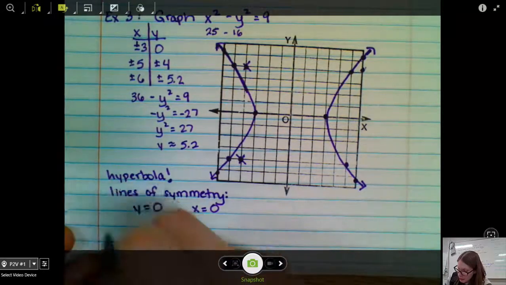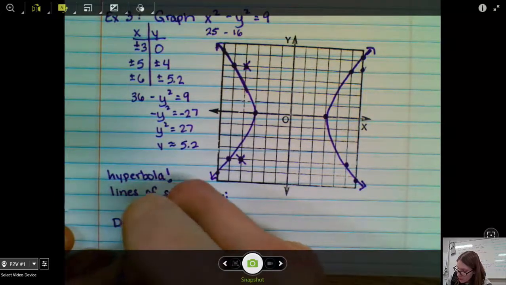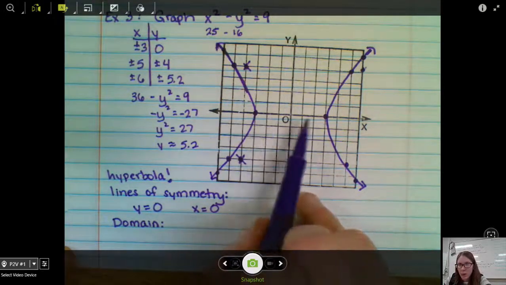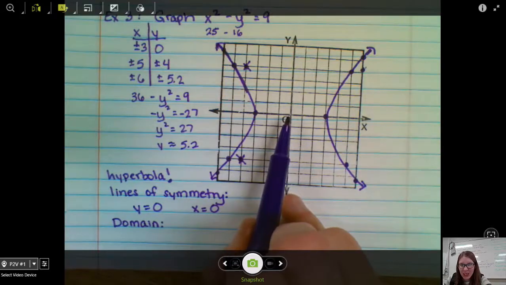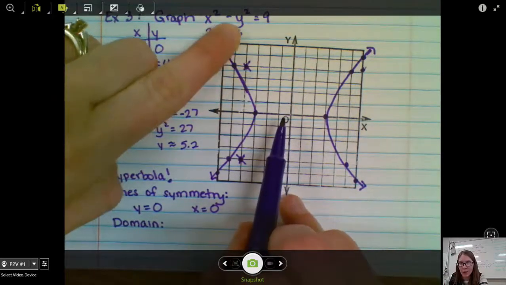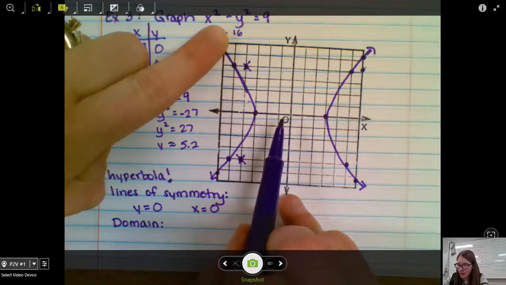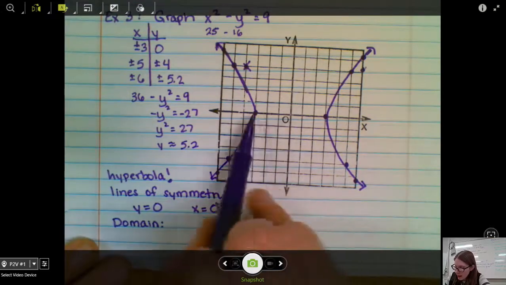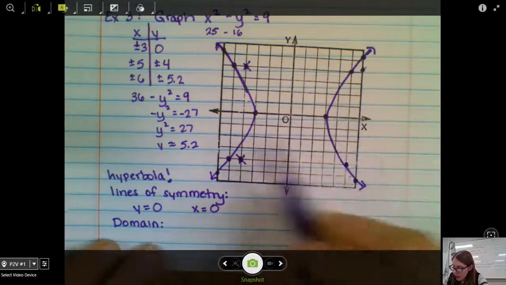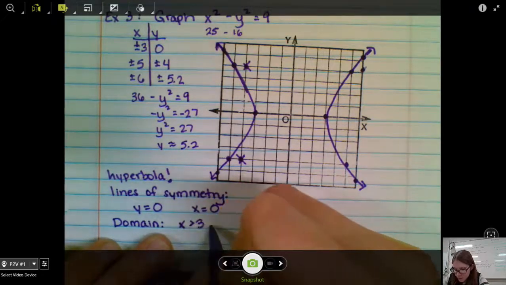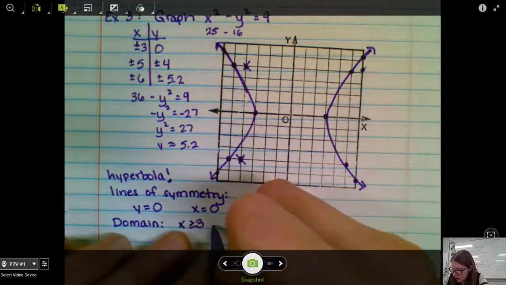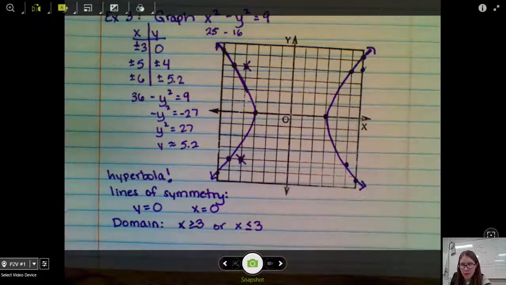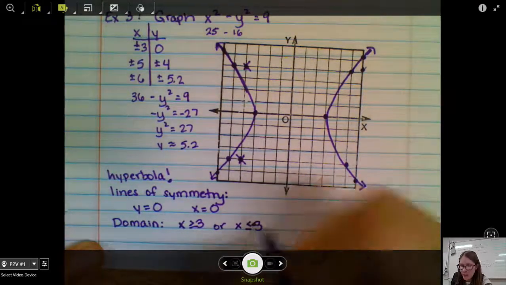And then the domain and range. Domain and range is a little trickier for hyperbolas because if we look at our domain, our possible x values, x can't be anything in between here. If we try plugging in 0, for example, 0 minus y squared equals 9. Negative y squared can't equal 9 without us having an imaginary number. So for the domain, x has to be greater than or equal to 3, or x would have to be less than or equal to negative 3. x can't be in between.